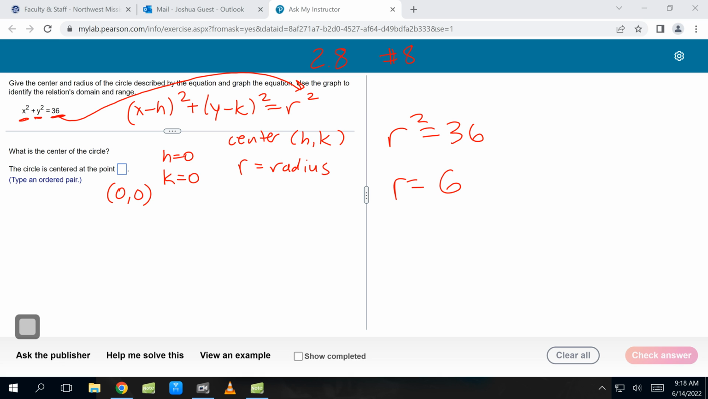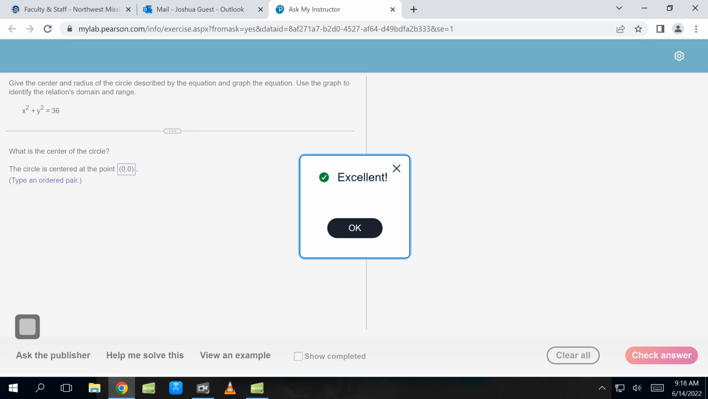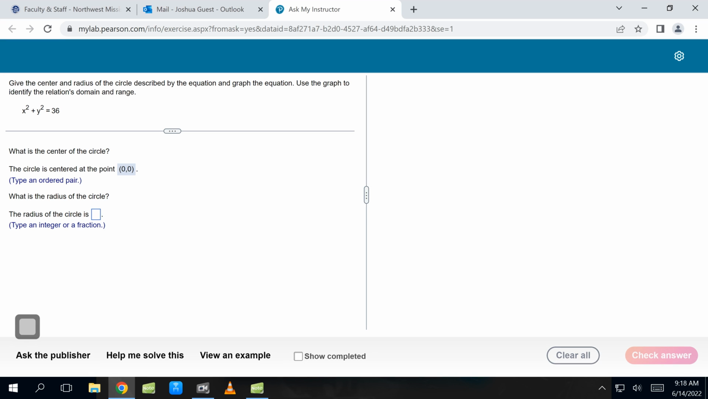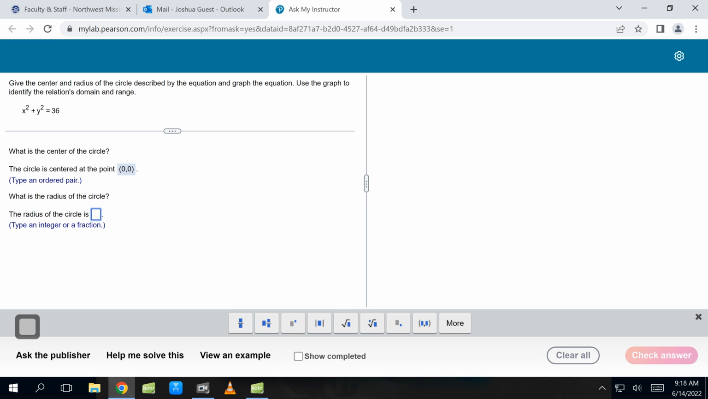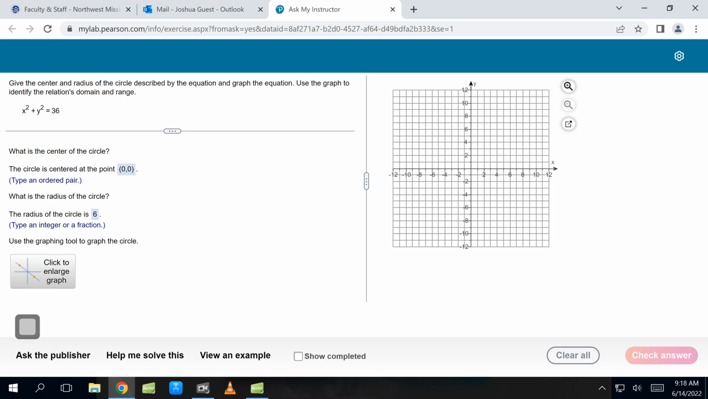So when I click, it's going to go away. Pause it if you need to, but we're going to put in 0, 0 for my ordered pair for the center here: open parenthesis, 0, 0, close parenthesis, and check it. Excellent. Let's see if the next question asks us what the radius is. There it is. The radius of the circle is 6. We already found that, so we're going to check that. Fantastic.